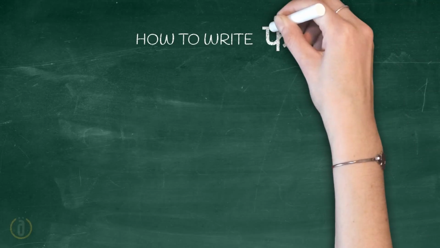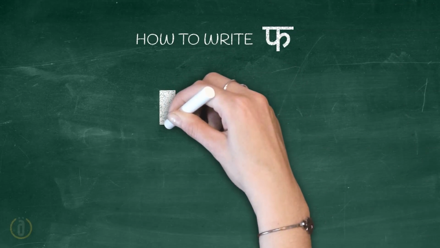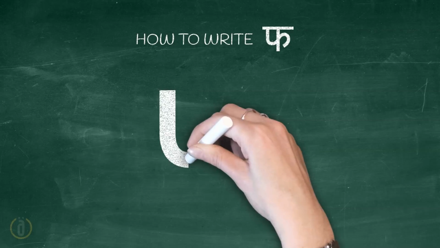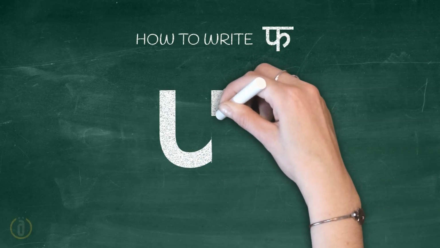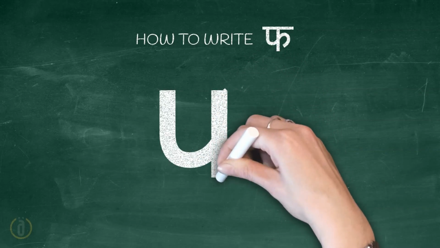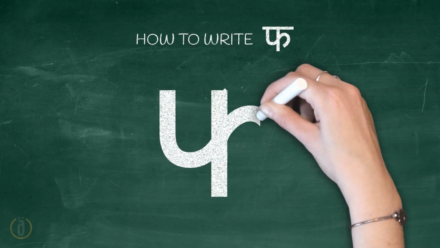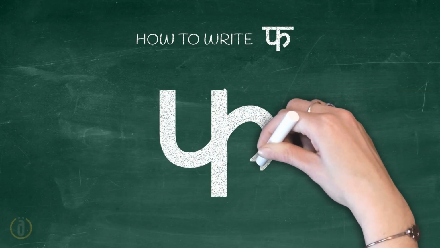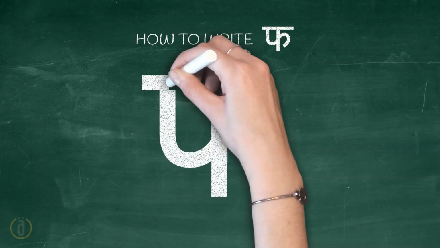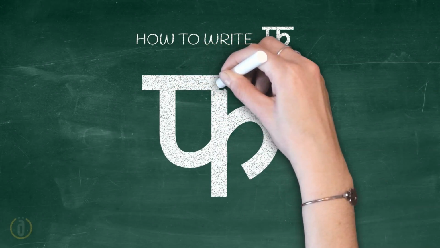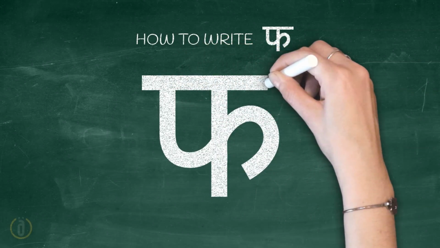How to write pha? Draw a standing line and bend it towards the right. Then draw a standing line. Then draw a hook on the right side and finish it with a sleeping line on the top.